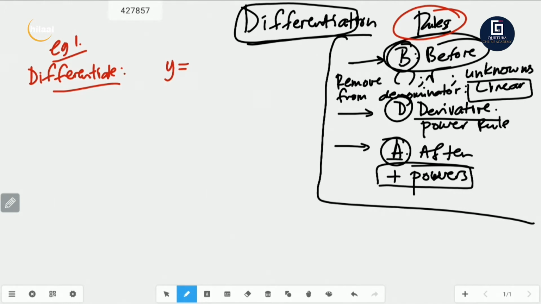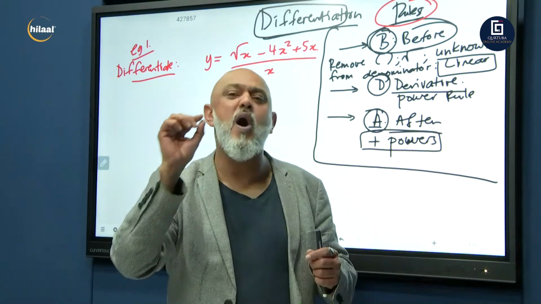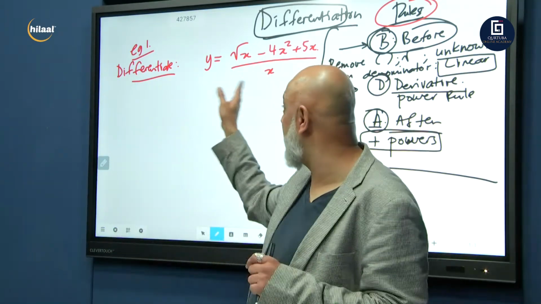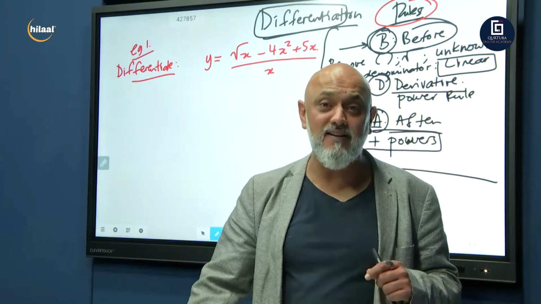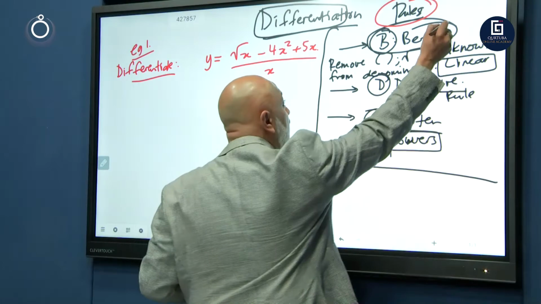Now I tell you, it's the square root of x minus 4x squared plus 5x, all over, let's say, x. Now, what is so peculiar about this type is that we've got one term in the denominator. So type 1 is when you've got one term in the denominator. What are we going to do with that one term? Let's start with the before part.